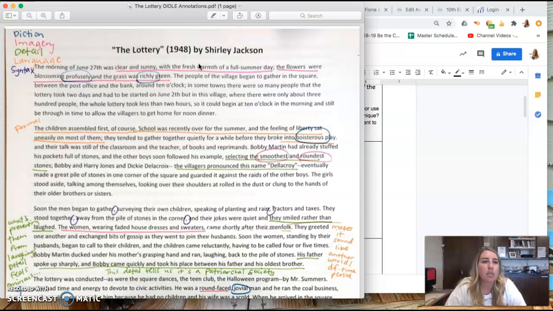So if I just start reading this story, The Lottery: the morning of June 27th was clear and sunny, with the fresh warmth of a full summer day. The flowers were blossoming profusely, and the grass was richly green.